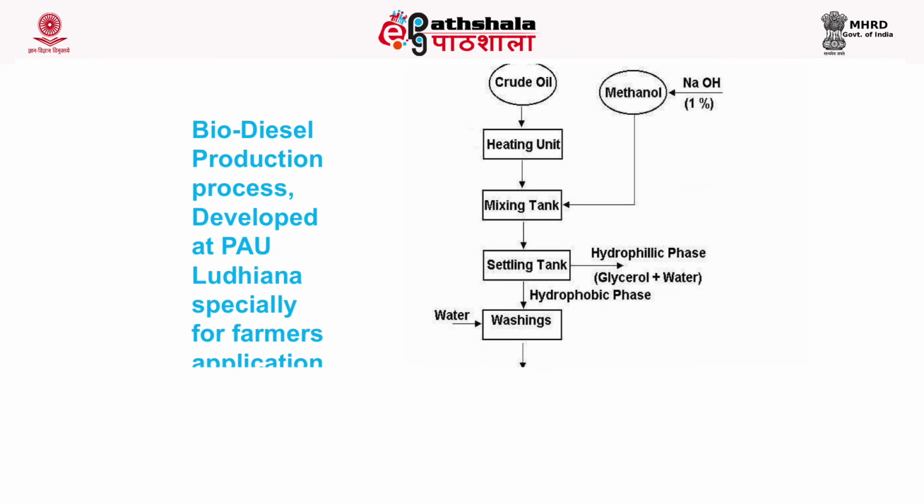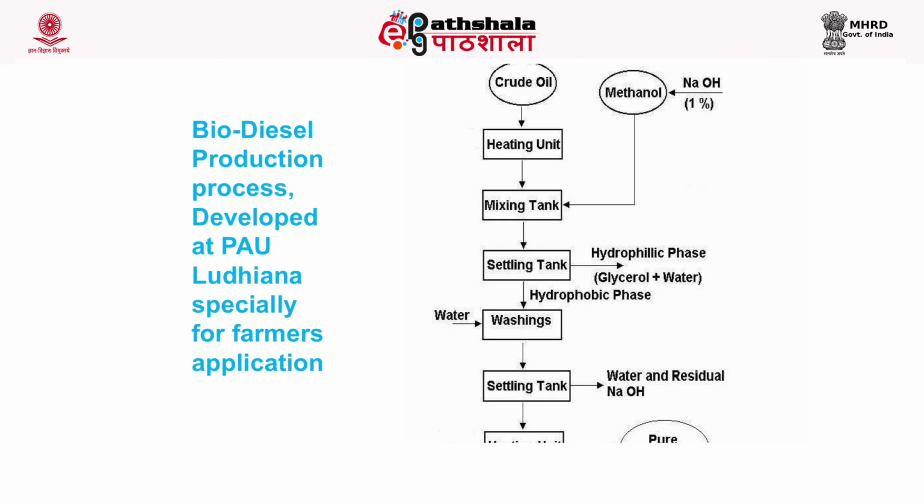The hydrophobic phase is then washed with water 2 or 3 times, and in washing what is done, it is mixed with water, stirred and allowed to settle for some time. And again the two phases are formed, and the upper layer, which is lighter, contains biodiesel, is separated, and finally it is heated to remove the traces of water, and the pure biodiesel is obtained.